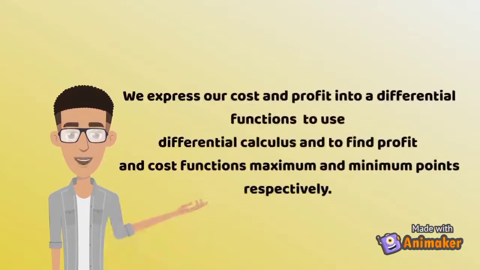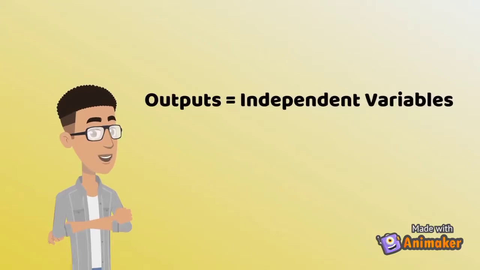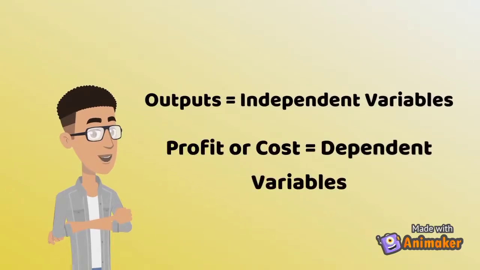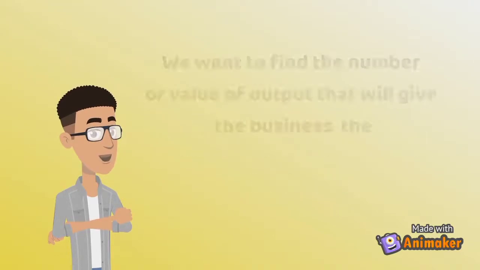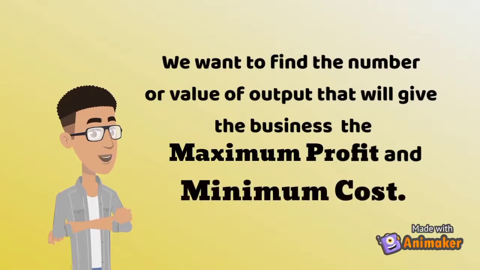So now, how does it become related to optimizing your profit and cost? As we express cost and profit into differential functions, it becomes possible to use differential calculus to find the profit and cost functions' maximum and minimum points respectively. These points tell us when, that is at how much output, the profit is the highest and the cost is the lowest. Graphically, we say that your output is the independent variable and your profit or cost is your dependent variable. Here, we want to find the value of output that will give the business the maximum profit and the minimum cost.